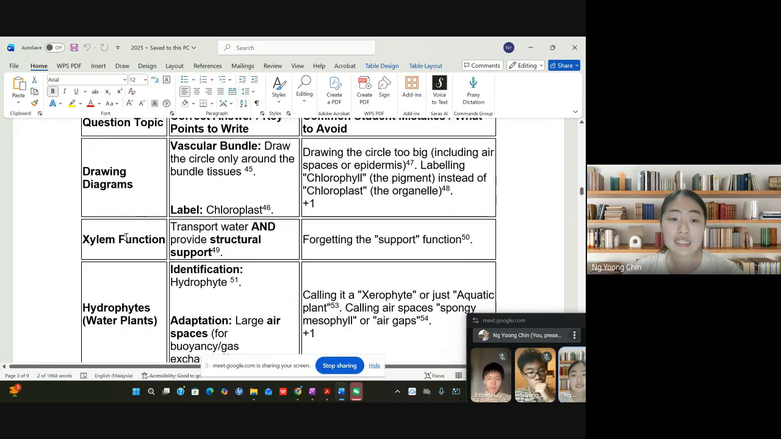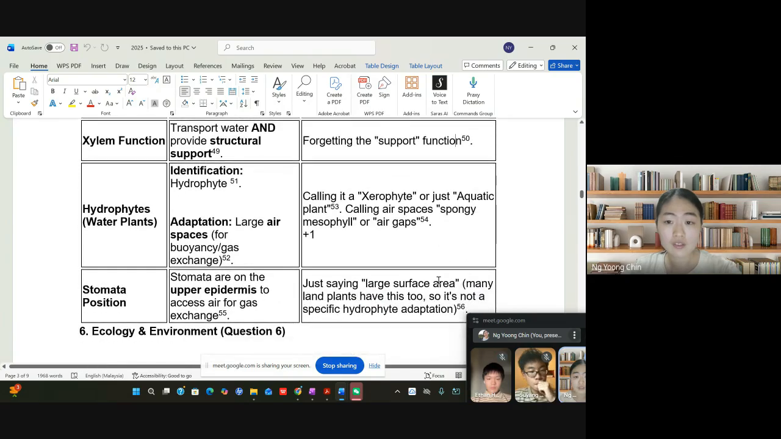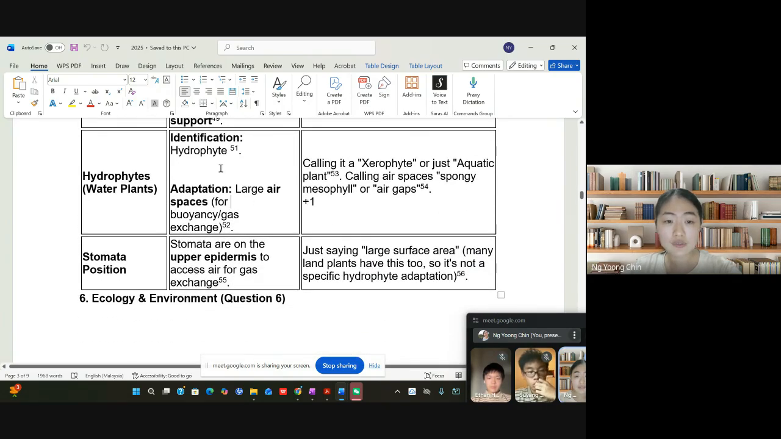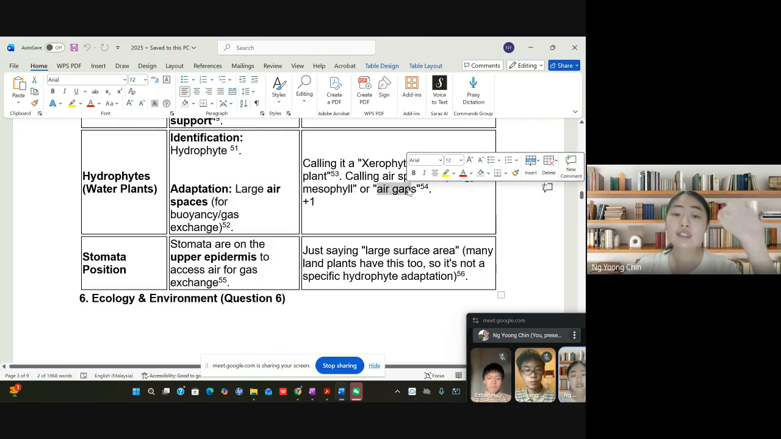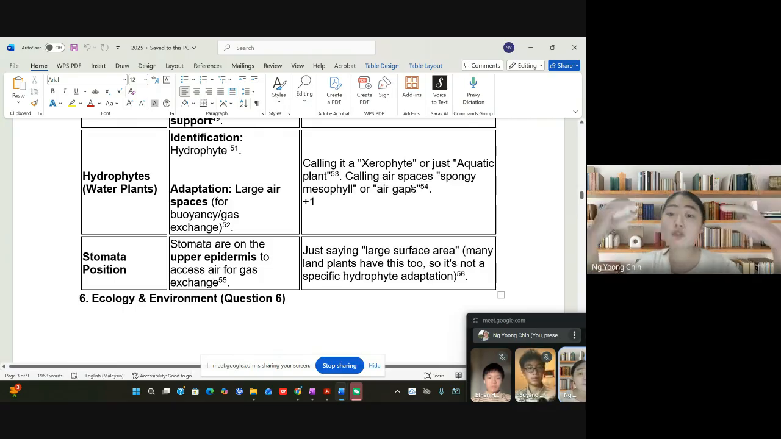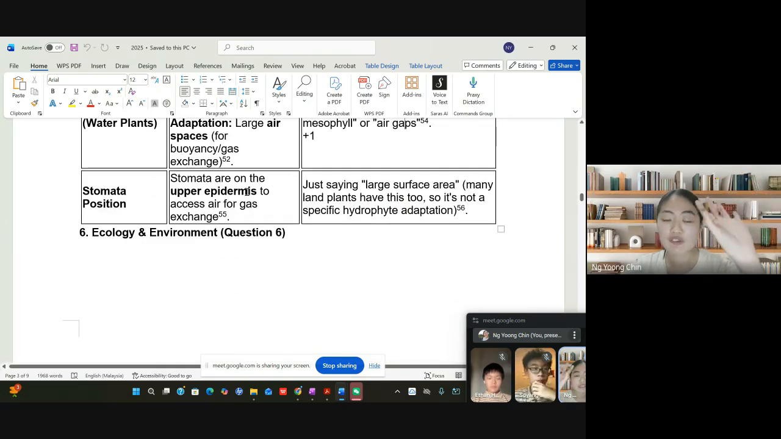See, xylem function. You should write about transport and support. Most of the students just forget the support, so that's why they cannot get the full mark. And then see this one, hydrophyte: large air space for gas exchange. Some of the students call it aquatic plant, or they just call it the air space or air gap, which is incorrect, because the air spaces are between the spongy cells. So they are very focused on the keywords.